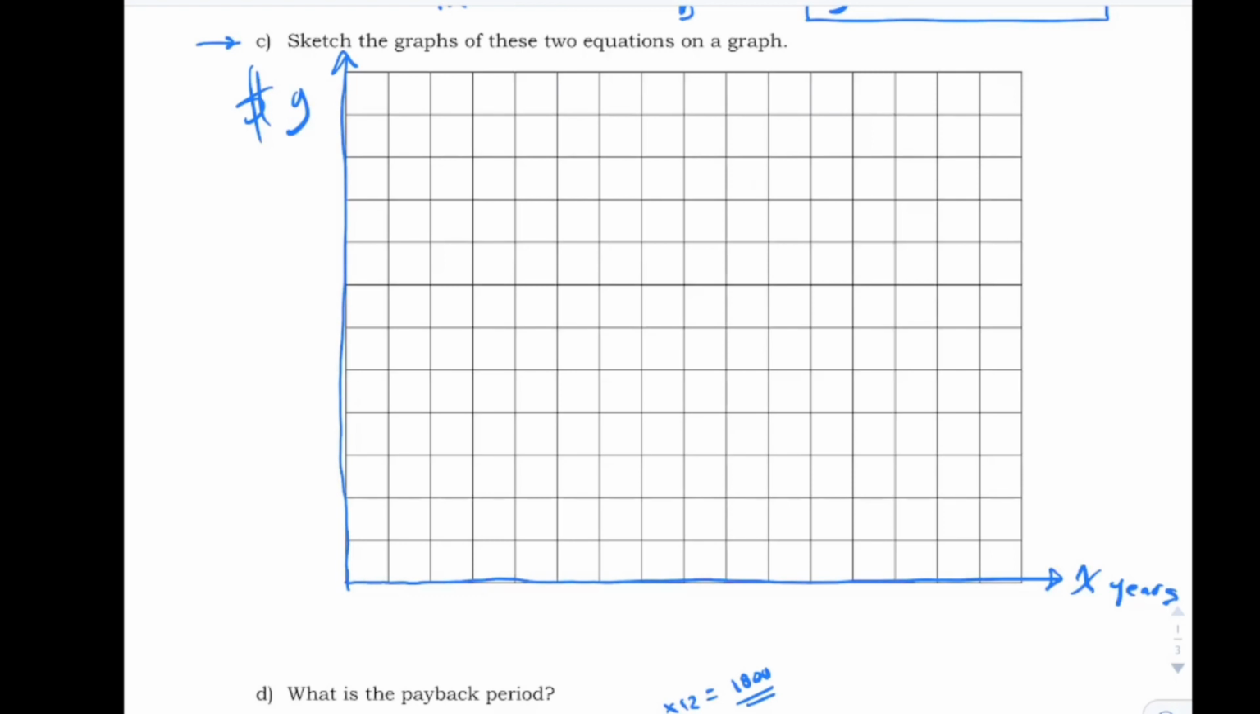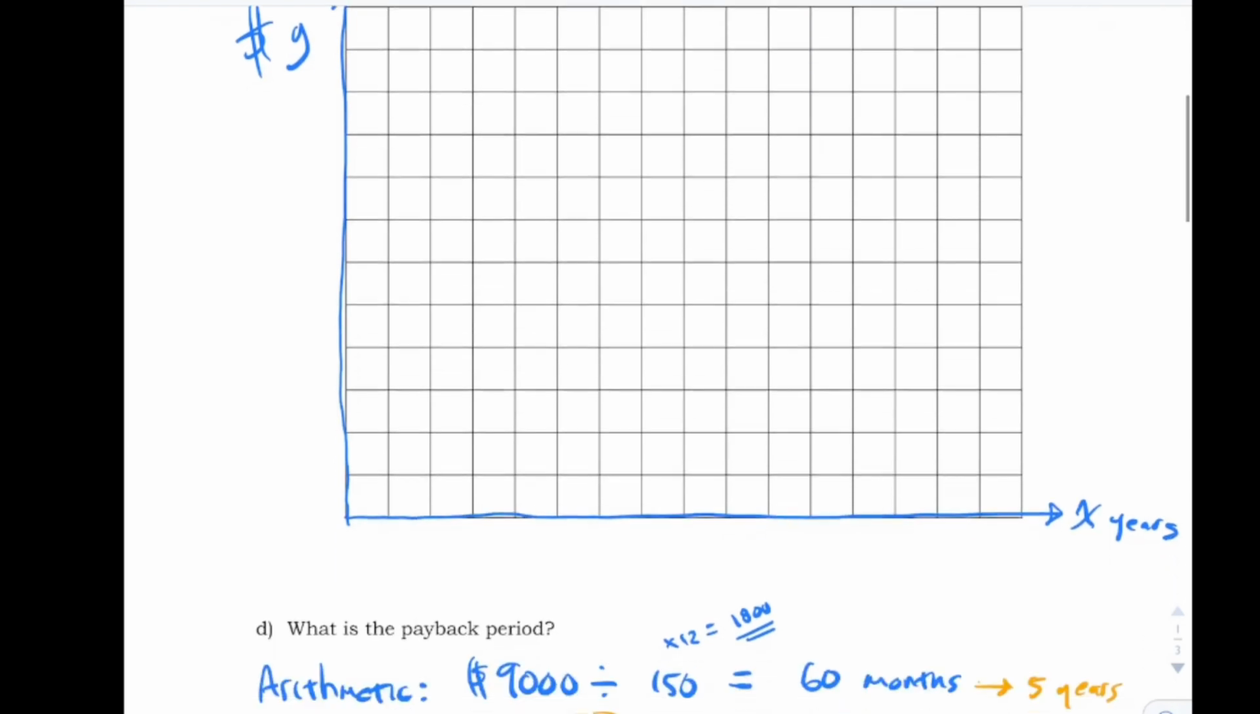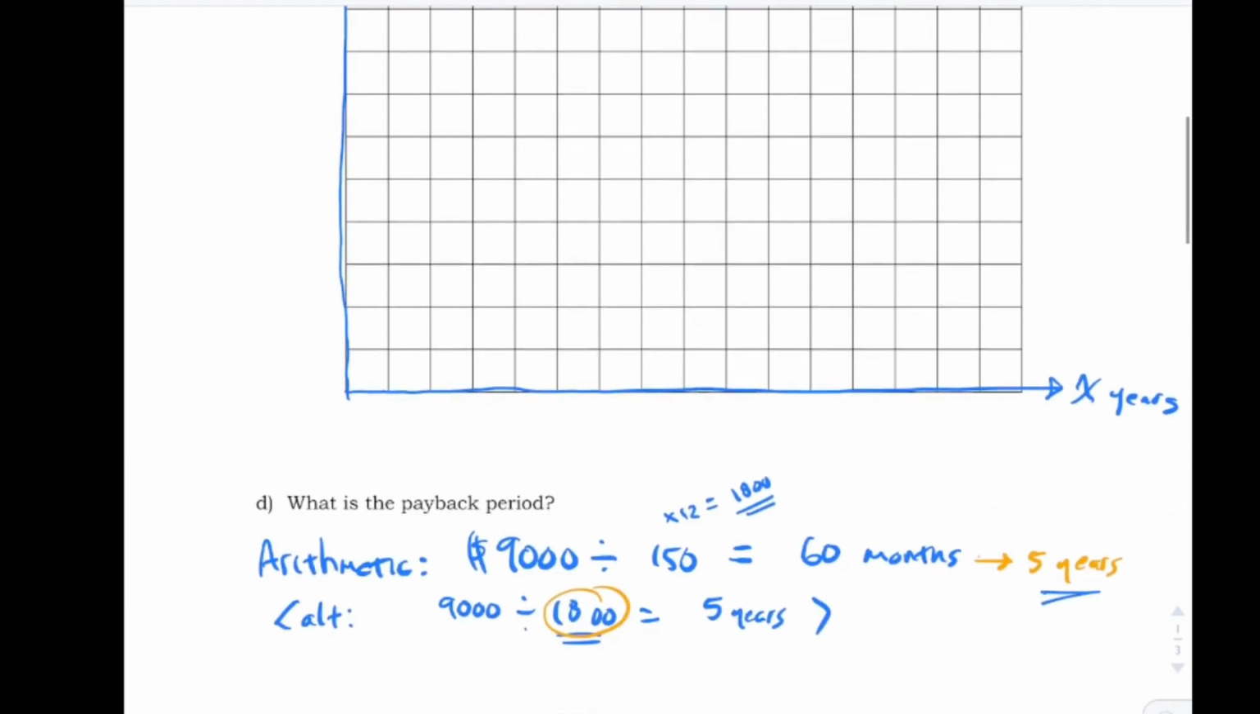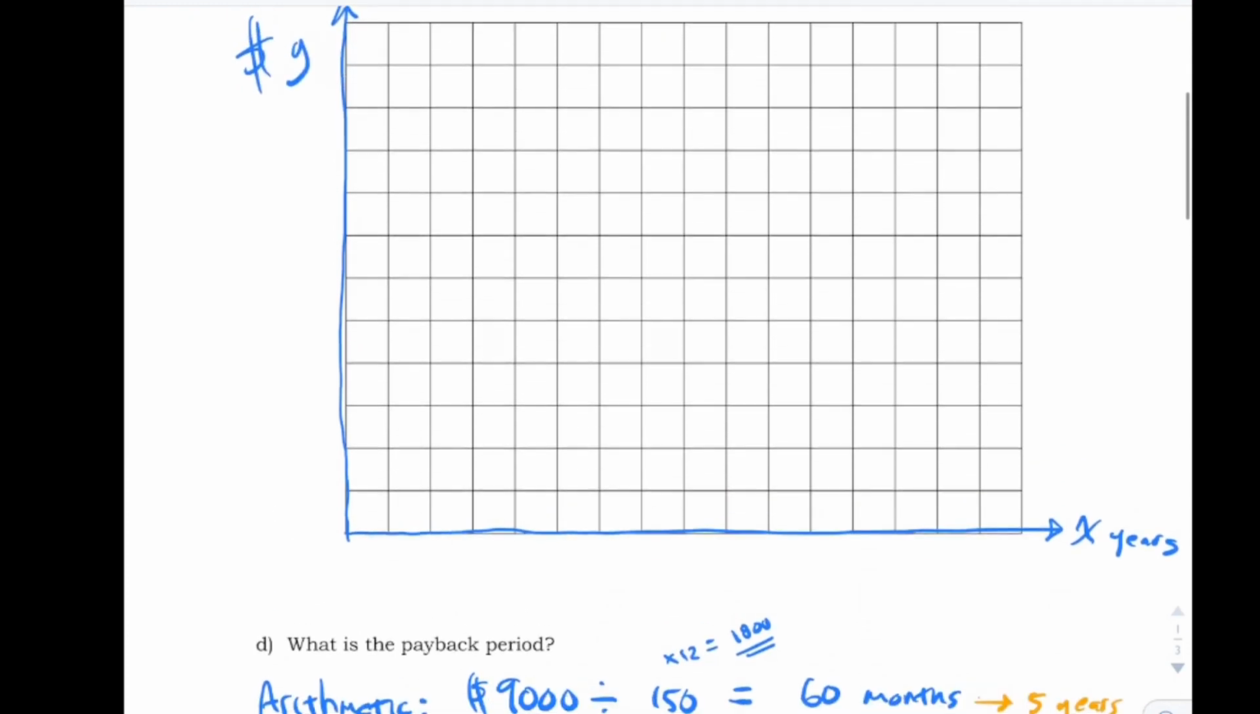For years, we already figured out we know it's going to break even at 5 years. So let's do something like 1, 2, 3, 4, 5 years, 6, 7, 8, 9, 10, 11, 12, 13, that's where 15 is. What we want to do is impress upon this potential customer that this is going to be an amazing thing for him. That's what we want to do.